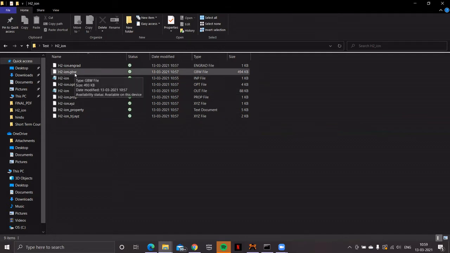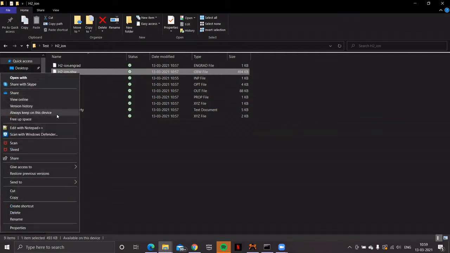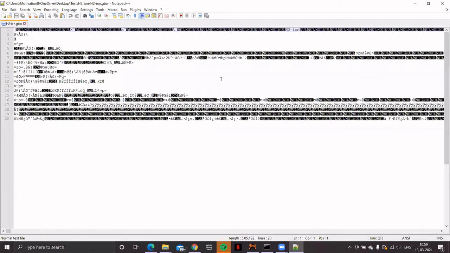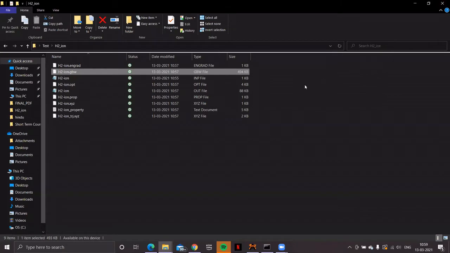But this particular file we can't see because it's in binary form. If I want to open this, we won't be able to read anything. Let me open this in Notepad++. That's what you can see there. It's in binary form, so we won't be able to see what's written inside this file. But note, this is the most important file. In binary form, it has all the information.